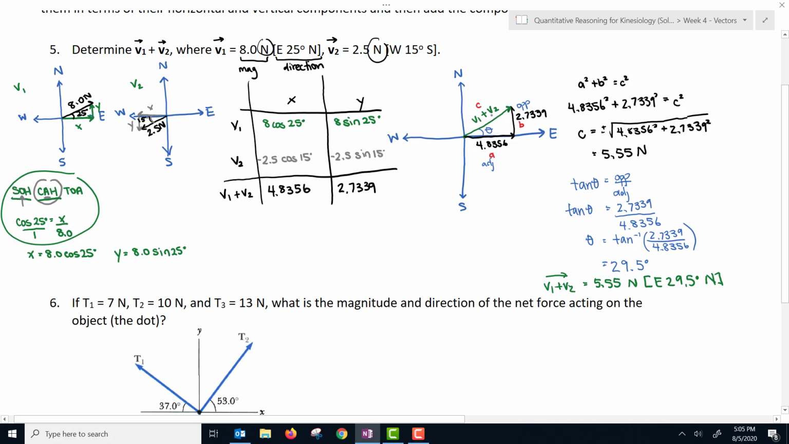And then we put them together with a hypotenuse which begins at the first vector and finishes at the end of the last vector. To solve for that hypotenuse, we needed to find both the magnitude and the direction. The magnitude using Pythagorean Theorem, the direction using tan theta. Once we have both of those, we put it all together. The vector V1 plus V2, so adding the two vectors together, I get the hypotenuse, which is 5.55 newtons, that's the magnitude, and then the direction, east 29.5 degrees towards the north. And that's the final answer there.